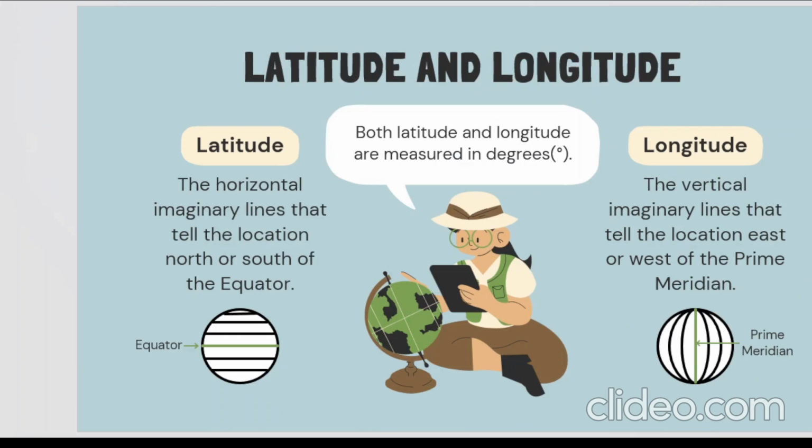Let us now discuss latitude and longitude. The horizontal imaginary line that tells the location north or south of the equator is called latitude. Longitude, on the other hand, is an imaginary line that tells the location east or west of the prime meridian. Do you know, kids? Both latitude and longitude are measured in degrees.